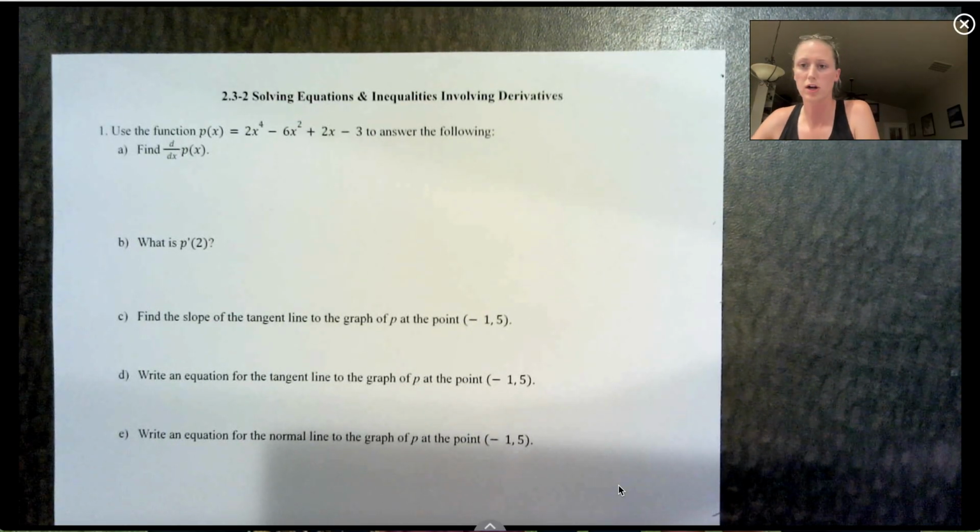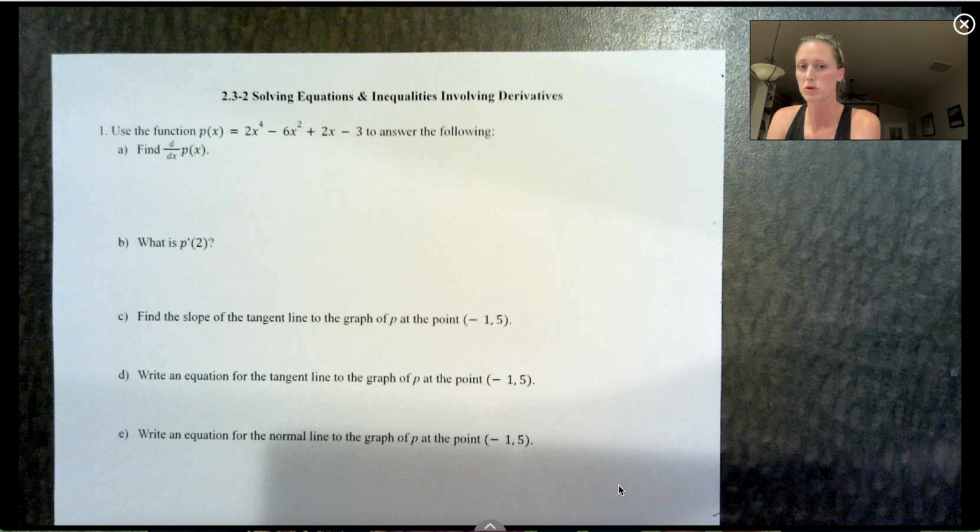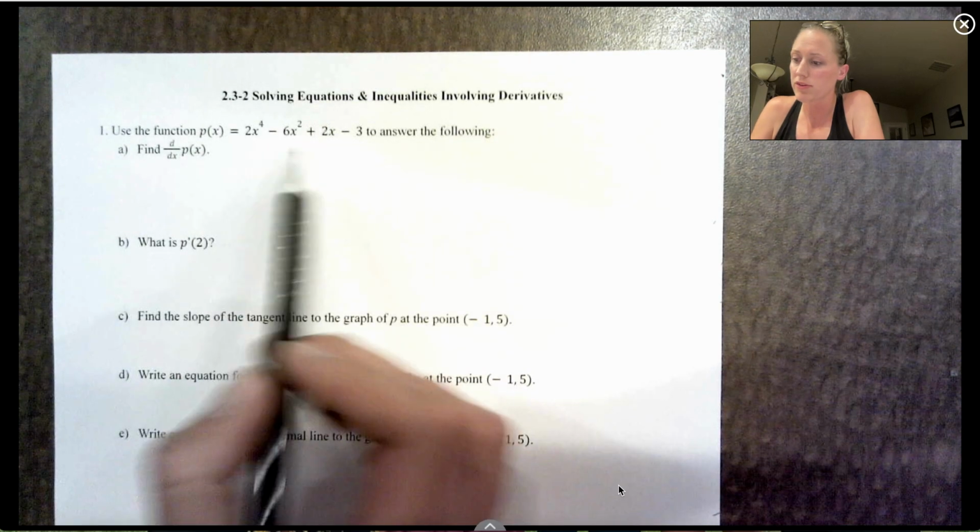This is the last part of 2.3. We're going to use what we know about finding derivative functions to solve some equations and inequalities involving derivatives. Okay, so this first part is asking me to find the derivative of this function.